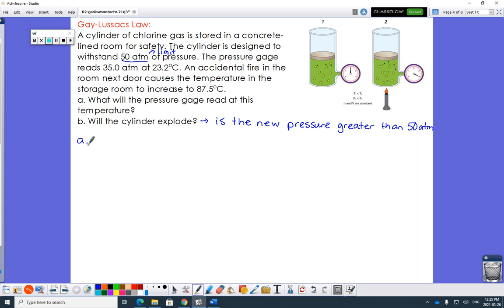So logically, if you increase temperature, particles are moving faster. Are they going to collide with more force? Yes. So pressure and temperature, like volume and temperature, they are direct. When one increases, the other increases. So it looks similar to Charles. P1 over T1 equals P2 over T2.